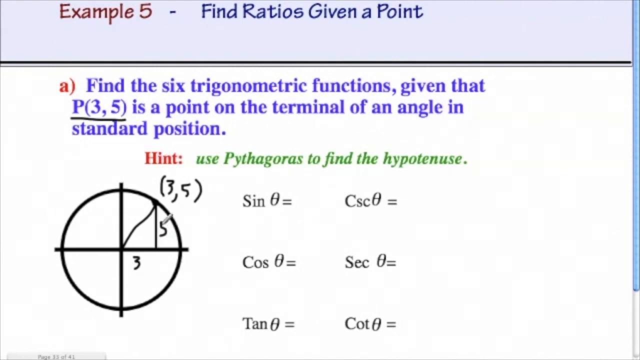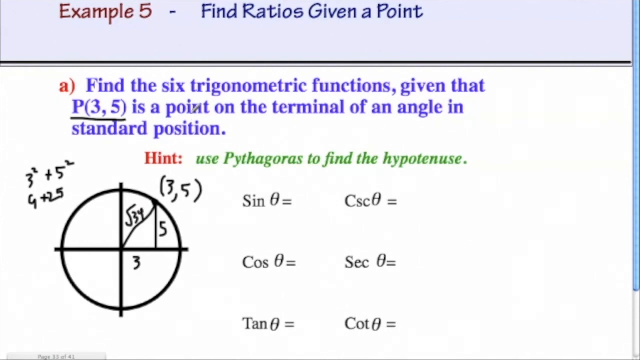Then we do our Pythagoras, 3 squared plus 5 squared, which gets us 9 plus 25, which is 34, and then we square root it at the end. And Pythagoras is always square root. So it's the square root of 34.